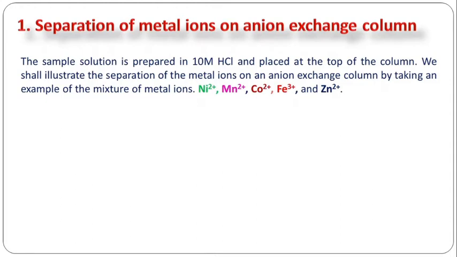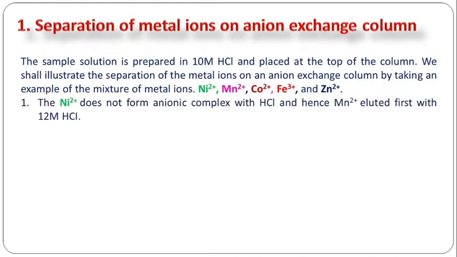We shall illustrate the separation of metal ions on the anion exchange column by taking the example of a mixture of the metal ions nickel 2 plus, Mn2 plus, cobalt 2 plus, Fe3 plus and Zn2 plus.